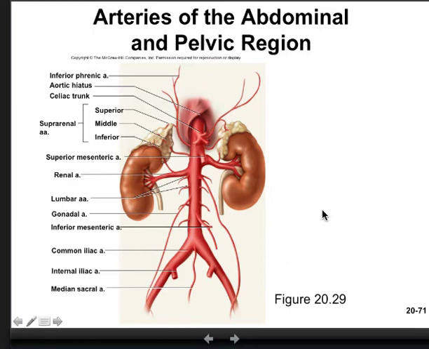The common iliac artery, and as you can see, this breaks down and supplies the lower extremities, and it branches into the internal iliac and the external iliac arteries. Eventually it's going to become the femoral artery as we drop down into the lower extremities as well. This is the sacral artery right here.